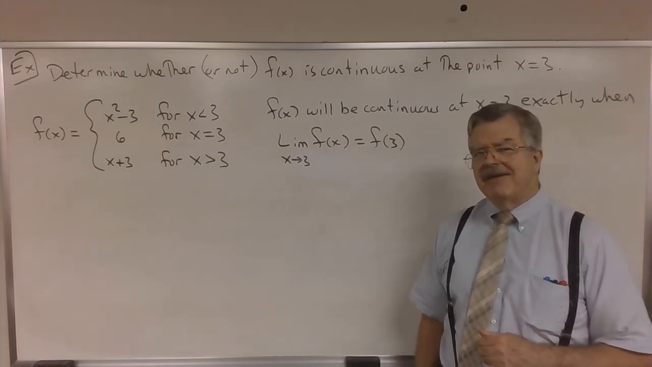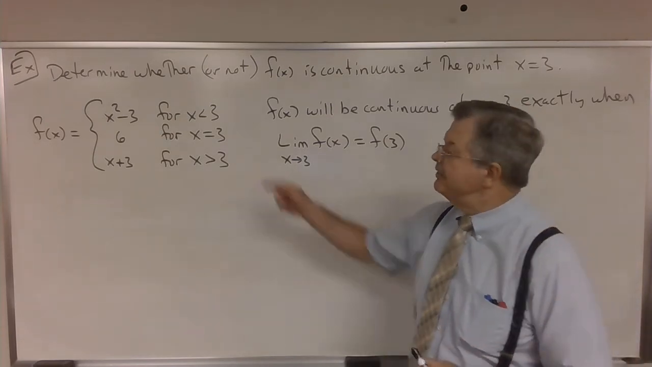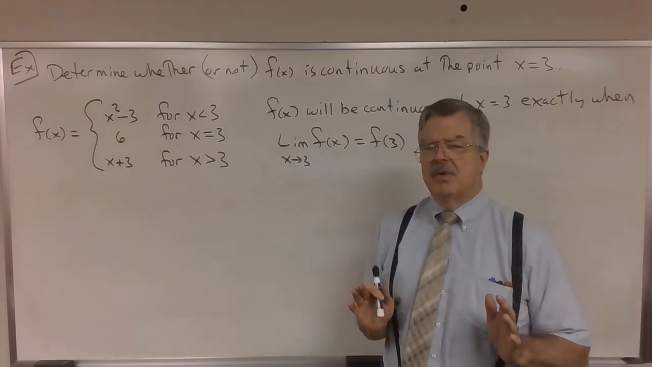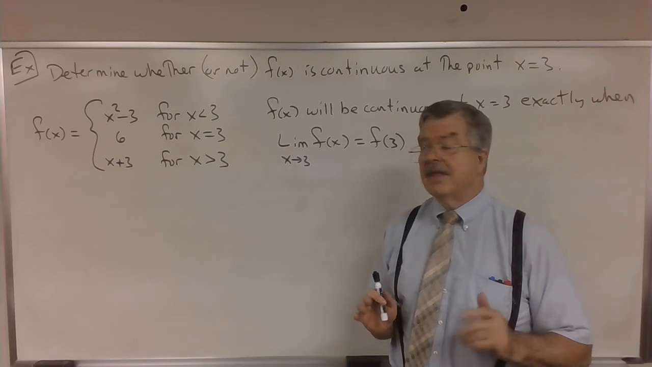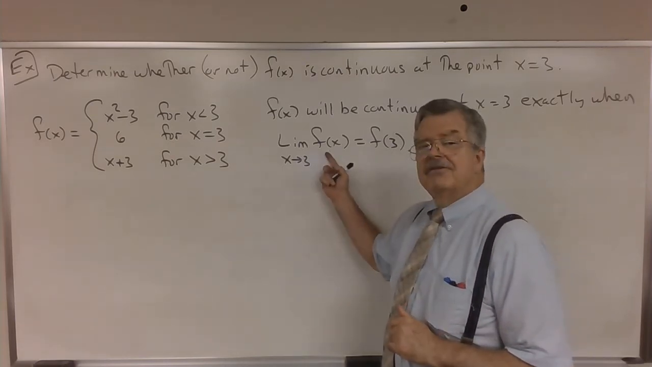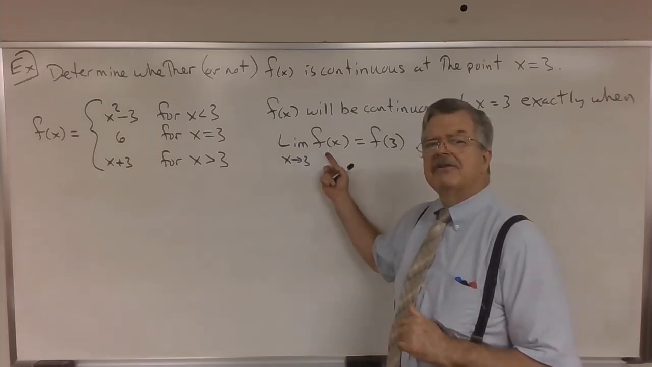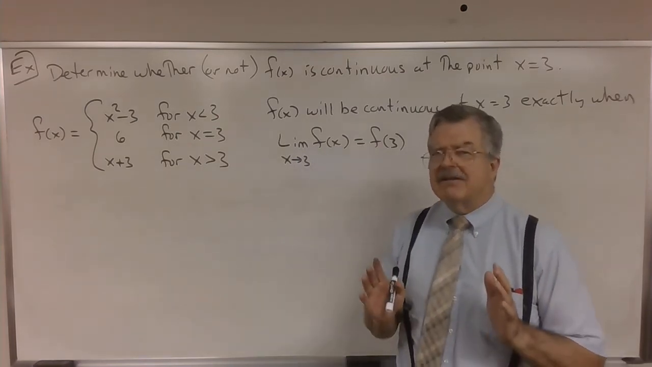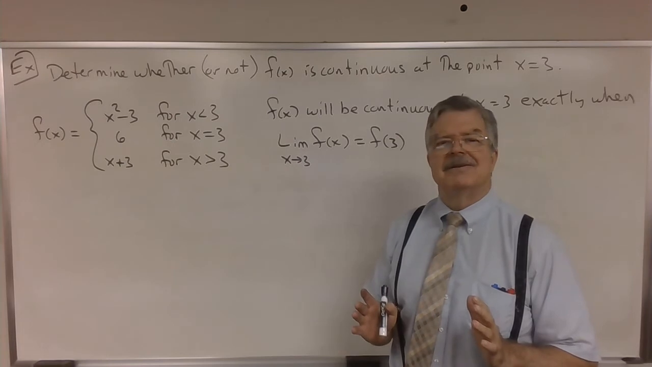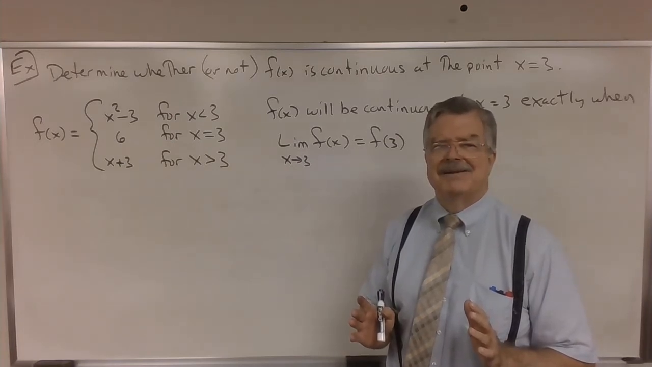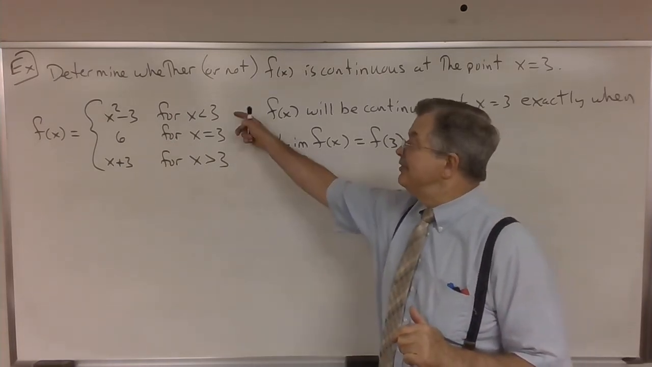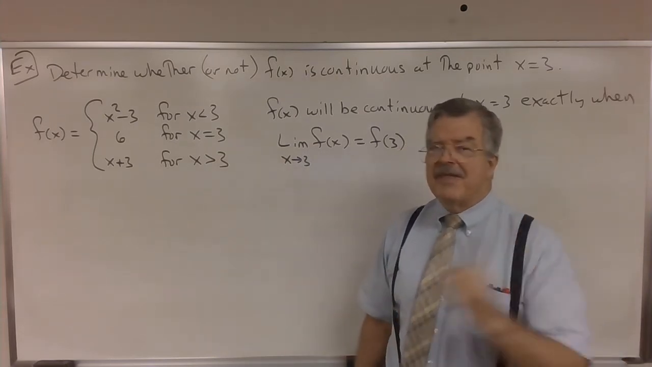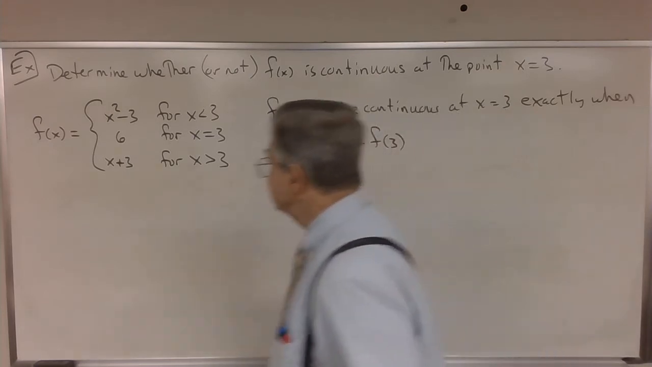And since the definition of f of x changes right at x equal 3, we're going to have to look at the one-sided limits. The limit of f of x as x approaches 3 will exist exactly when, what? These two one-sided limits are equal, right? So that's what we have to look at.